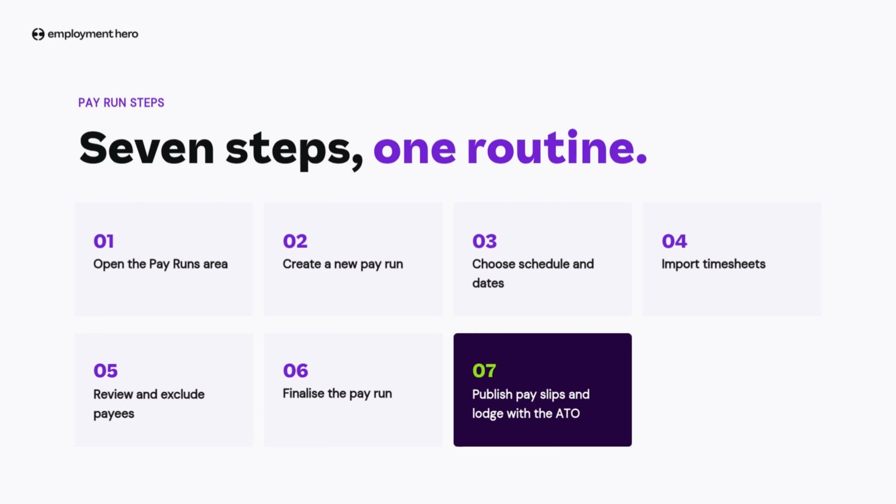Let's get into it. Here's the shape of the whole process. 7 steps, and honestly, once you've done it twice, it's about 10 minutes of work. We open the pay runs area, create a new pay run, choose the right schedule and dates, bring in timesheets, review the draft and exclude anyone who shouldn't be paid this cycle, finalise, and then publish payslips and lodge your Single Touch Payroll event with the ATO. Keep this list handy. It's the same every single payday.